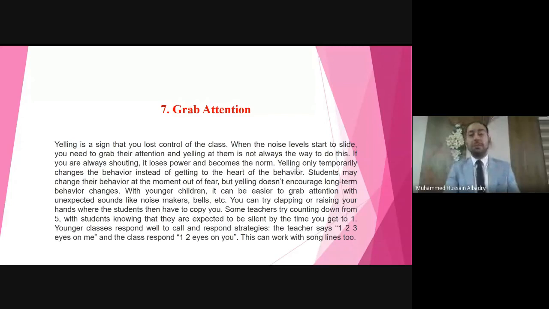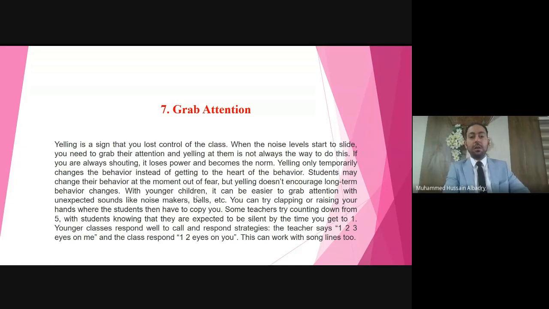Yelling is only temporary. Sometimes you shout, and for a short period of time it changes behaviors, instead of getting to the heart of the behavior. Here students may change their behavior at the moment out of fear because they fear you, so they change. But yelling doesn't encourage long-term behavior changes.